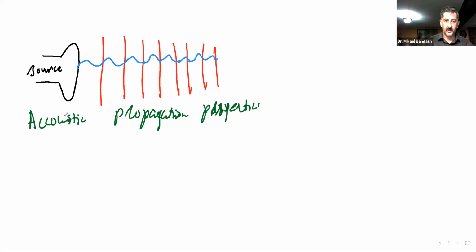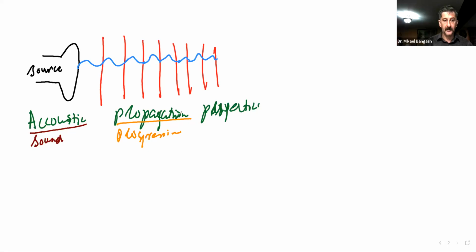Now, some of you will say, what the heck is acoustic? Acoustic is just a fancy word for sound. Clear? Or we can say pertaining to sound, because acoustics means sound. Propagation we can mainly say is moving ahead or progressing. Clear? And properties are properties.